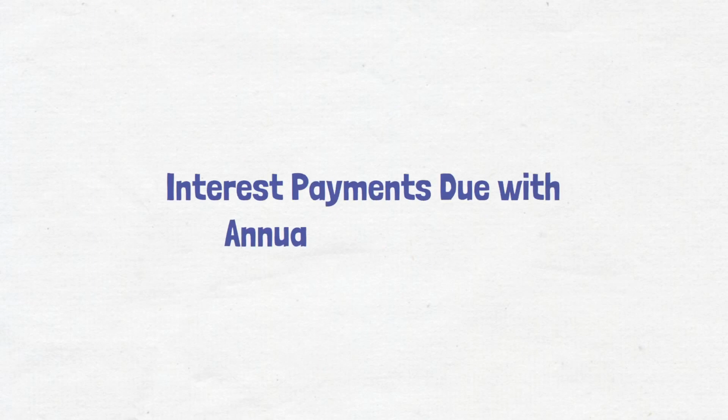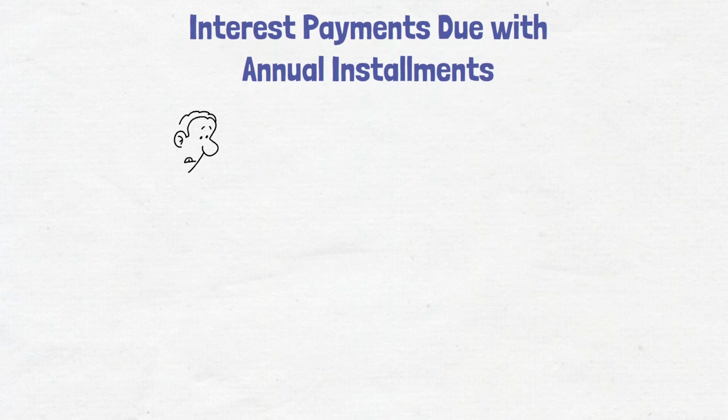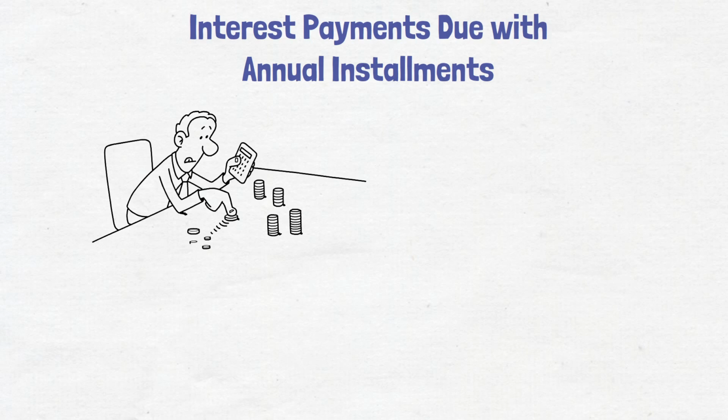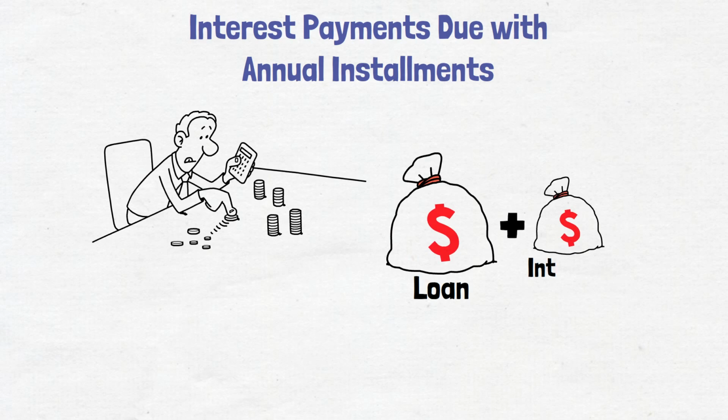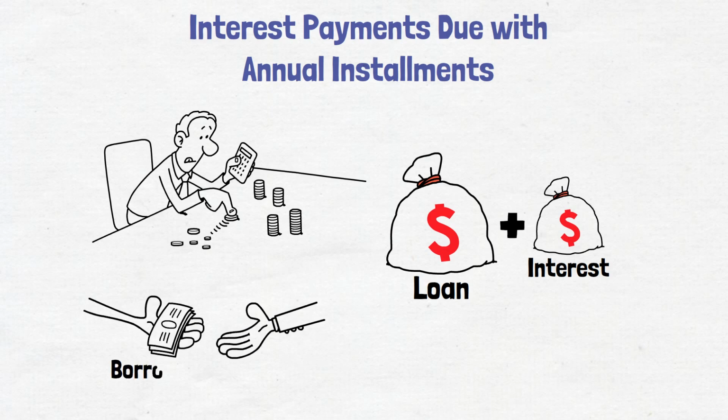Interest payments due with annual installments. Interest payments due with annual installments refer to the amount of money that a borrower owes to a lender each year for the use of borrowed funds. When a borrower takes out a loan, they must pay interest on the principal amount borrowed, which is the amount of money they received from the lender. In the case of annual installments, the borrower must make regular payments to the lender each year, typically on the anniversary of the loan. These payments are made up of both principal and interest, with the interest portion being calculated based on the outstanding balance of the loan.